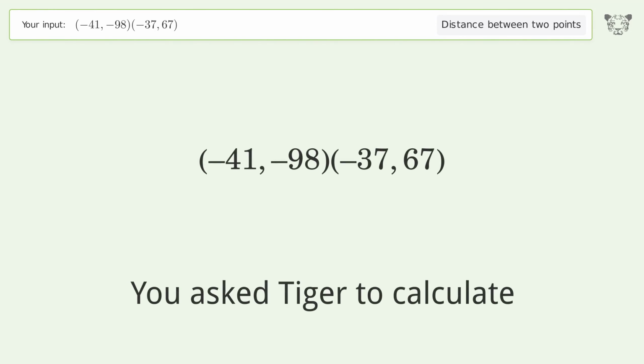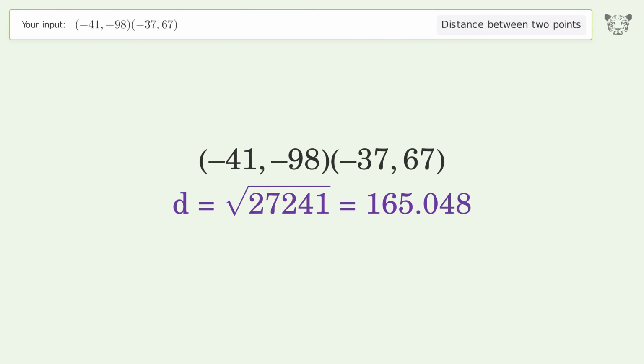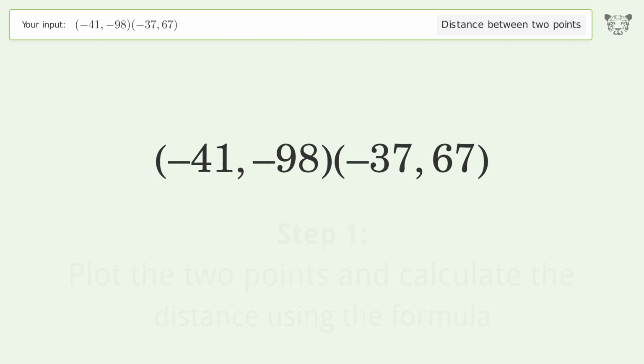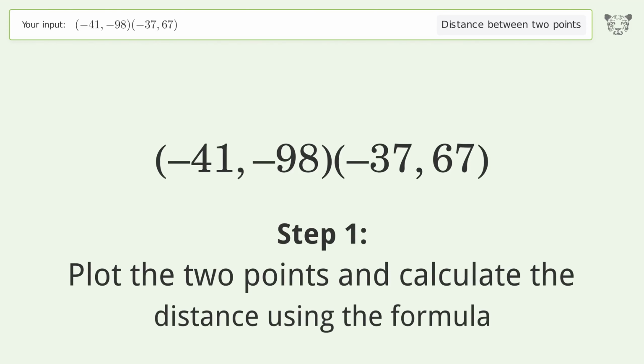You ask Tiger to calculate. This deals with the distance between 2 points. The distance between the 2 points is the square root of 27,241, or 165.048. Let's solve it step by step. Plot the 2 points and calculate the distance using the formula.